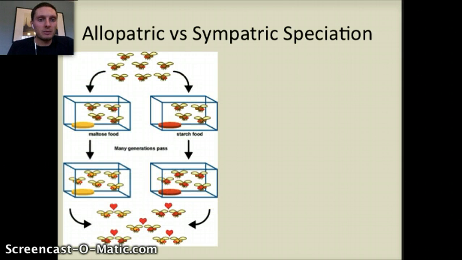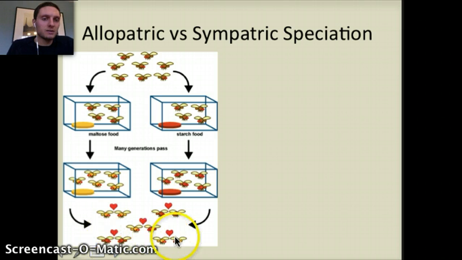Let's look at an example that's been done in the lab before. If we take a group of fruit flies and split them into two different subpopulations, providing one with maltose food and one with starch food, so we're using two different food sources, and over many, many generations we allow these to survive and reproduce, then because of natural selection, genetic drift, and potentially mutations arising in these different subpopulations, the allele frequencies will be altered. And this can lead to reproductive isolation.